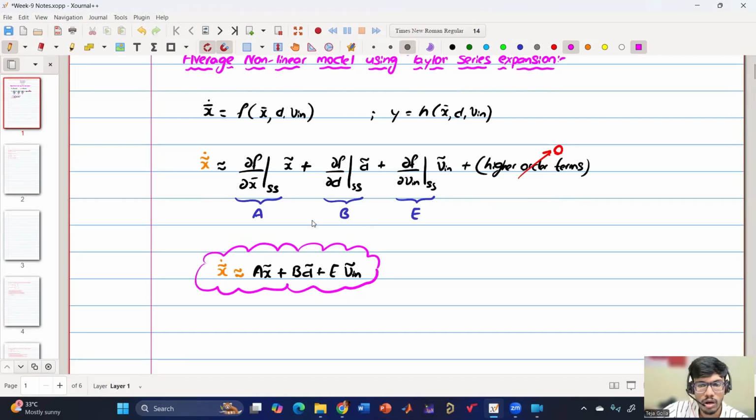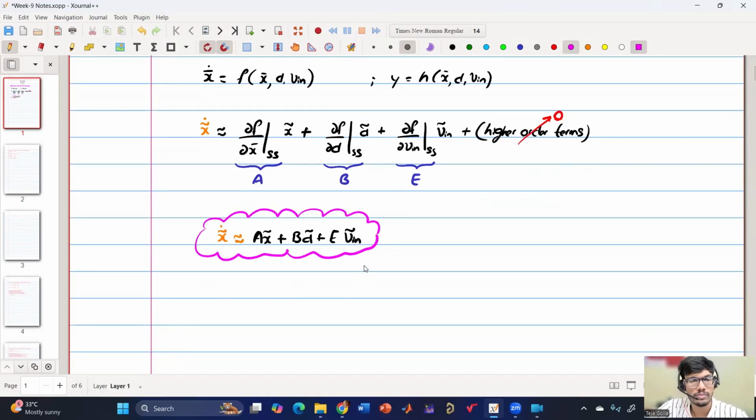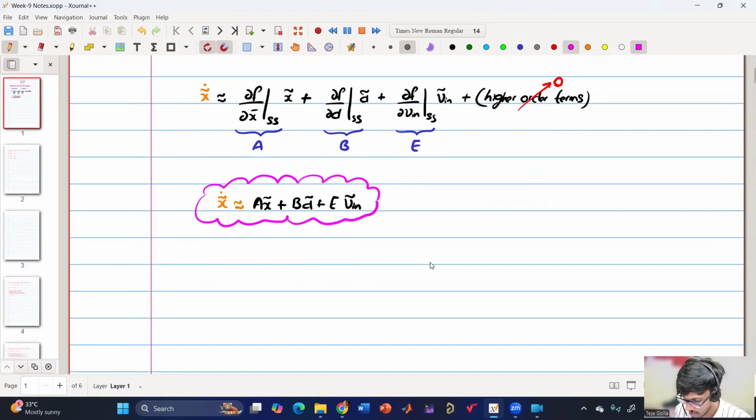Okay. So now in a similar way, we can also get y tilde. You can get y tilde equal to C x tilde plus D d tilde. And say it is not dependent on the input, or even if you want, you can consider it to be F into v in tilde. But to generalize, we can consider F into v in tilde.